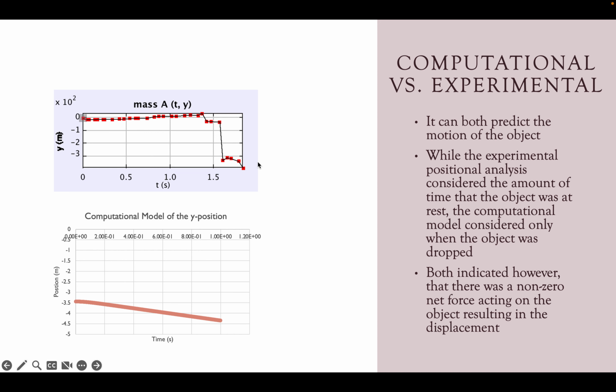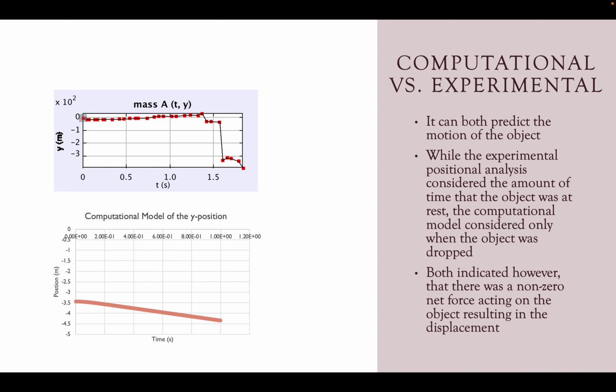However, we did not account for this with our computational model, and so from 0 to 1 second, we are really looking at an extension of right here. As you can see, there's a fairly linear relationship between the forces acting on the object and the y position throughout time. Thus, it can be analyzed that we predicted the motion of the object computationally and experimentally.